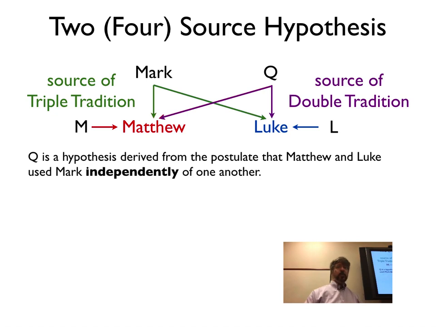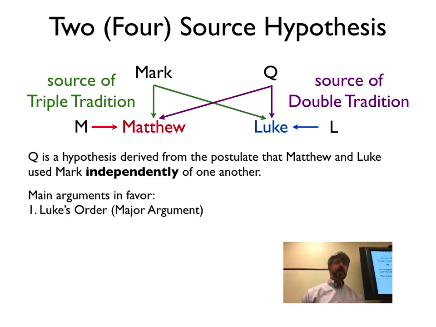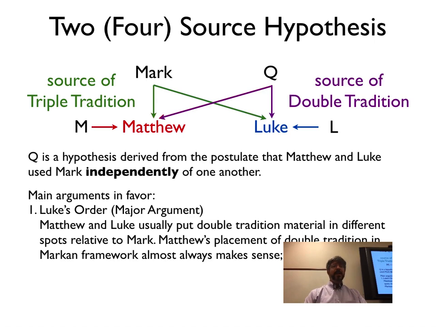Okay? So, what are the reasons why scholars think they didn't know each other, that support this particular model? One is Luke's order, and this is one of their major arguments. Matthew and Luke usually put double tradition material in different spots relative to Mark. This is what we talked about earlier. Matthew's placement of double tradition in the Markan framework almost always makes sense. Luke's does not, at least according to these scholars.